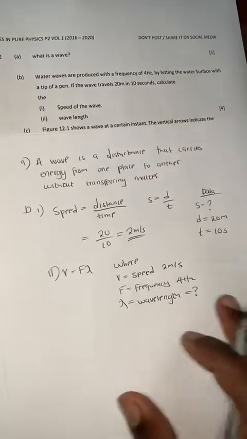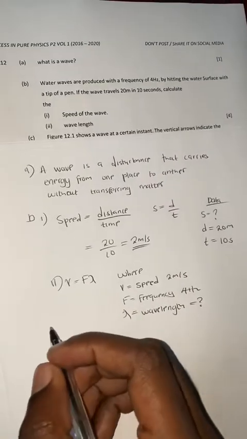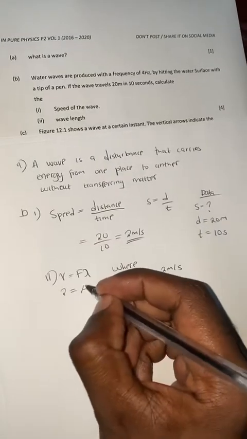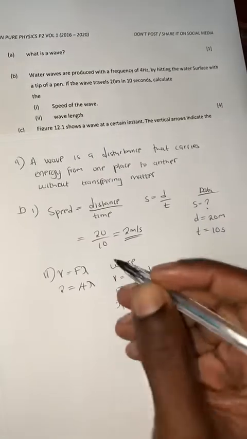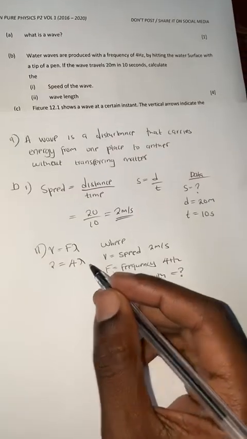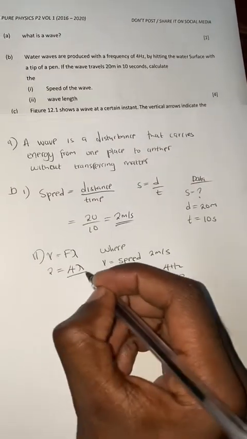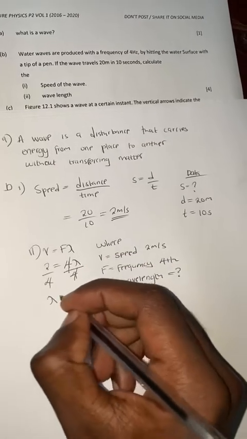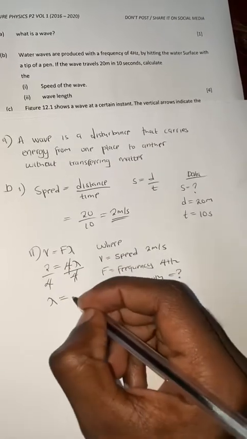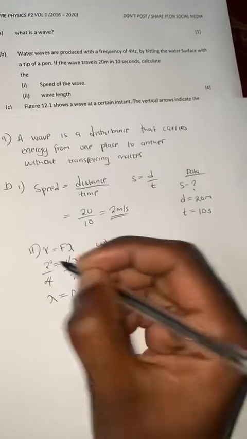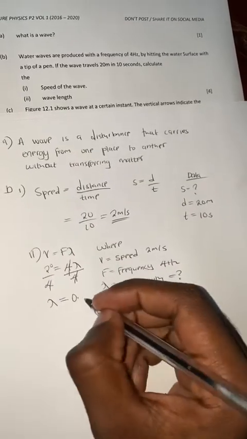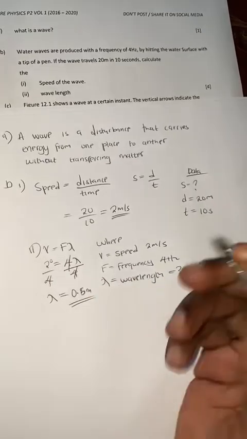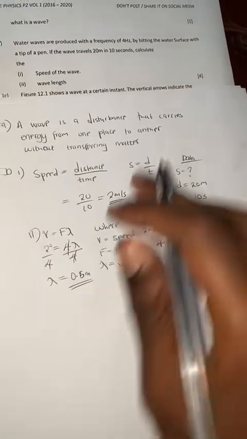So I'll substitute these values in this formula. Where there is v, I'll put 2 is equals. Where there is frequency, I'll put 4 times wavelength. So for me to find wavelength, I'm going to divide both sides by 4. Then wavelength is equals 4 into 2, it is 0 point. So I'll add a 0 here. 4 into 20, it is 5. And the units for wavelength, it is meters. So my wavelength is 0.5 meter.